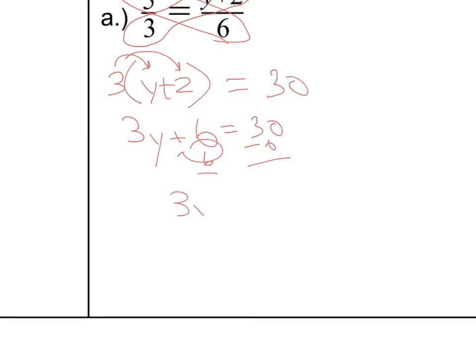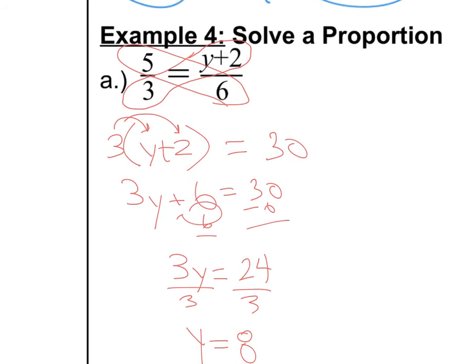So 3y equals 24. Divide by 3. And y equals 8. Okay? So I started with cross multiplying, and I always like to start with the letter first. That way he's on the left-hand side of the equation. And since there was a group up here, that's why I used the grouping symbols and distributed that 3. Then we took 5 times 6 to get 30, and we solved. We subtracted 6, divided by 3, y equaled 8.